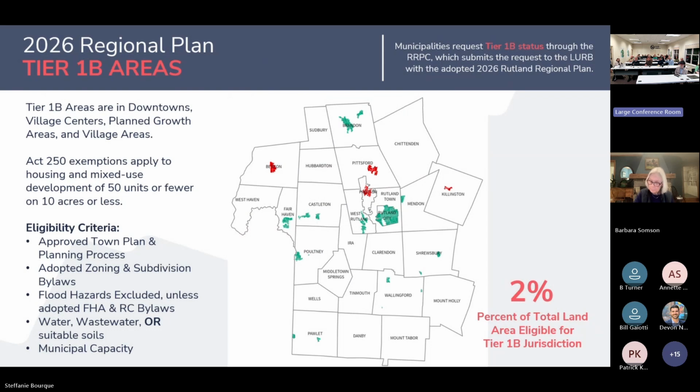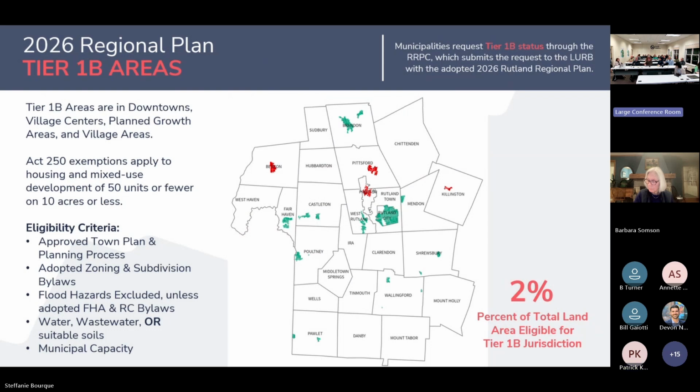And just to be clear, these are the areas that are eligible. It doesn't mean that the towns have opted in and requested that jurisdiction. Right, these are the areas that are eligible under statute. Towns under statute have to opt in to be Tier 1B through a municipal resolution. So far, we've received only a few of those resolutions.